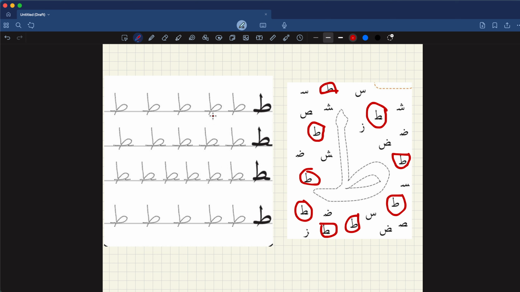The letter Ta at the beginning of a word: we start from here, like this, and after that like this, and we write the vertical line. Please, we should write together. Try to write with me, please. From here, from the line, upwards and downwards and left, and after that we write this here.